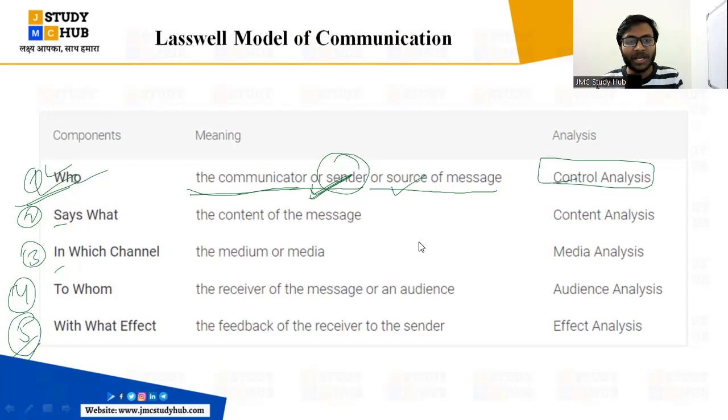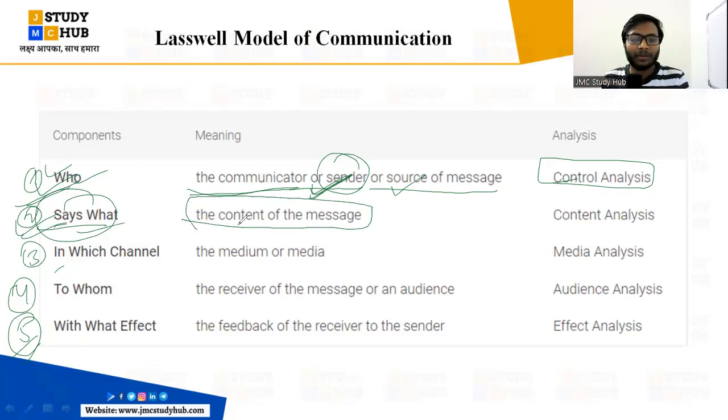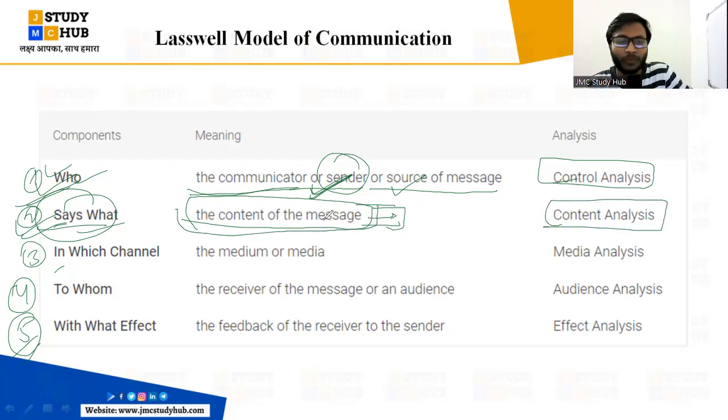This is how the sender tries to speak, persuading the receivers, right? Says what is the content of the message. For example, we have created the content to make you understand better. This is the content of the message, what message you are delivering to the receivers, right? So content is king. If you have the content and it is powerful, definitely it will have a big impact. And what communication skills you are using, we will learn through the Aristotle model of communication in terms of the sender only. Okay. So says what is the content of the message, and that is content analysis. Okay.